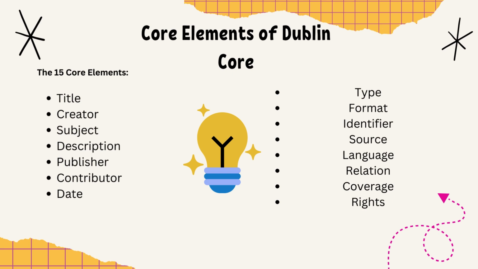The relation element describes a related resource. This might include other works by the same author or resources that are part of the same series. So for To Kill a Mockingbird, we can put a companion book, Go Set a Watchman.